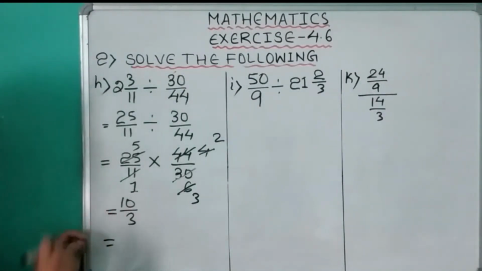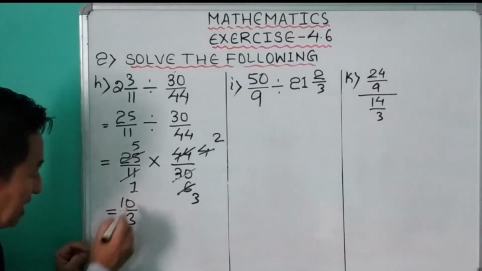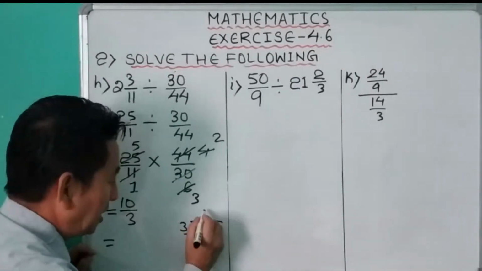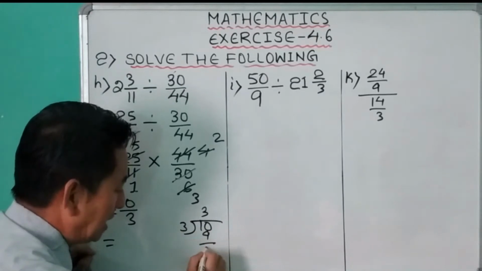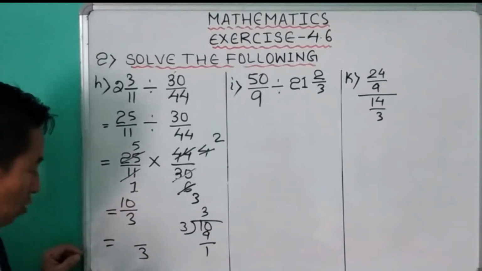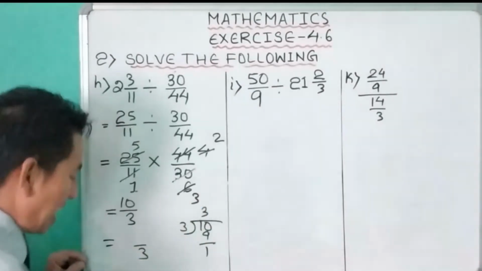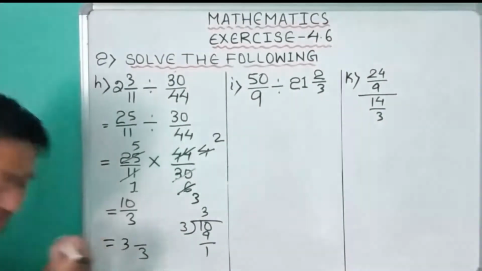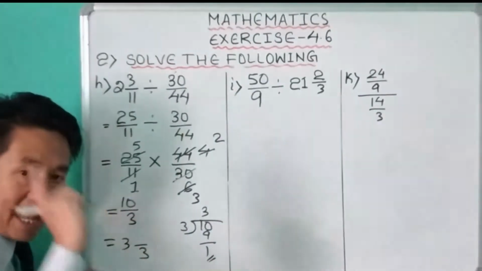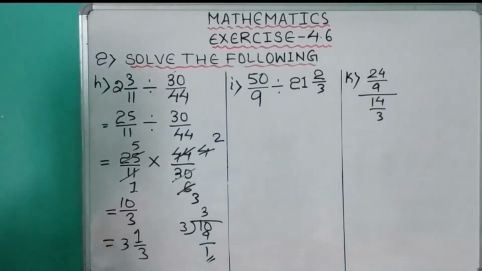Here, this is an improper fraction. So 10 over 3. Here 10 is divided by 3. 3 threes are 9, 1 is left as the remainder. The denominator will remain the same. How many times is 10 divided by 3? 3 times. This 3 we write as the whole number at this side. The remainder is 1. We'll write this remainder as the numerator. 3 threes are 9, 9 plus 1, 10.